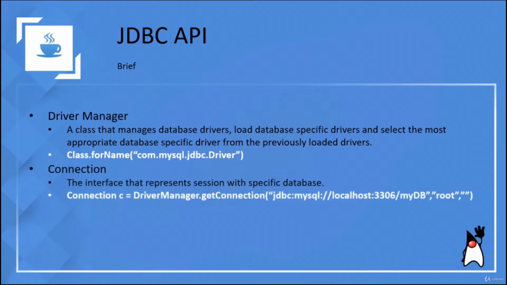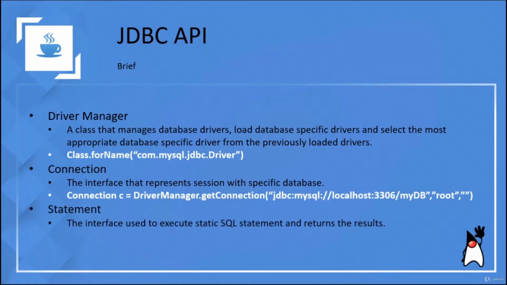Now we have the Connection interface. This interface represents a connection or a session with the database. As you can see, the getConnection method accepts one string parameter, and this method belongs to the DriverManager class, and it returns a Connection object. So this method will establish a connection to a specific database and return the Connection object. Now don't worry about this entire string, we will discuss it later on.